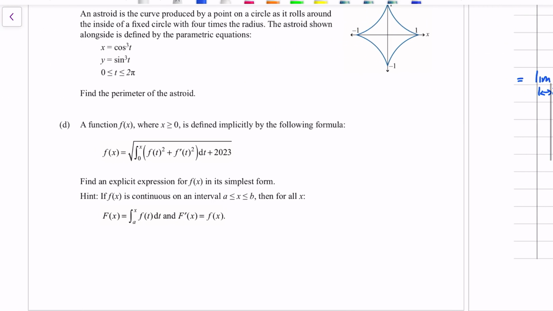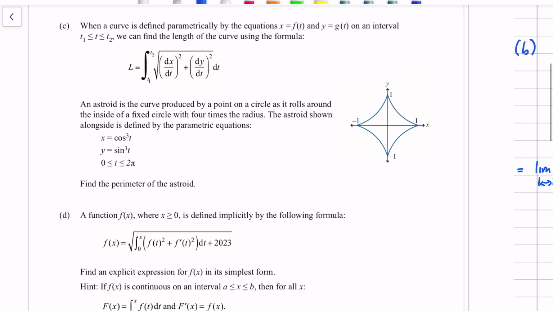Okay, home stretch, part C. We've got an asteroid that we want to find its length using this formula. You need to be careful of your limits for this, and I'm going to explain, but if you were to go 0 to 2 pi, you actually get a pretty strange answer. You get the answer of 0, which obviously that perimeter is not 0.